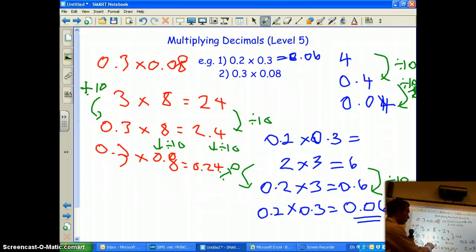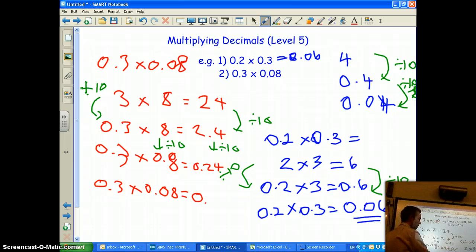And then my next step, because I'm almost there, but I've got to go from 0.8 to 0.08. So all I do now is 0.3 times 0.08. I've now divided by 10 again, so I just divide this side by 10 again, and I end up with 0.024. And that's my final answer.